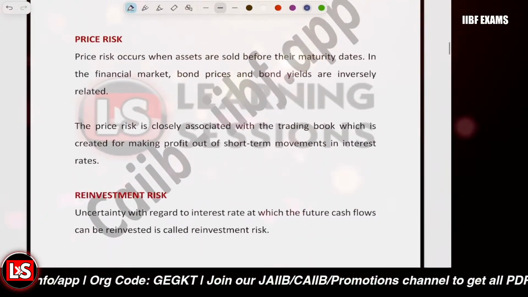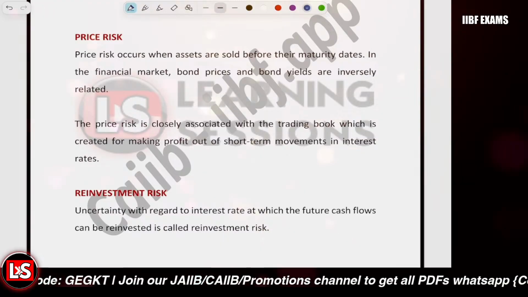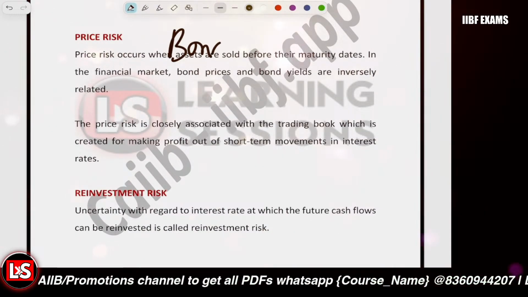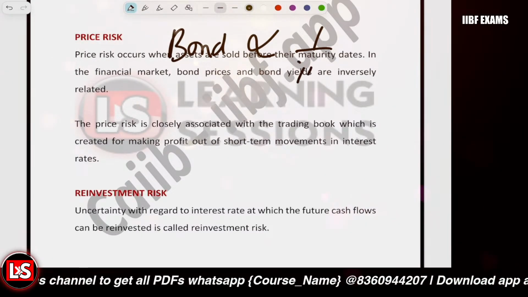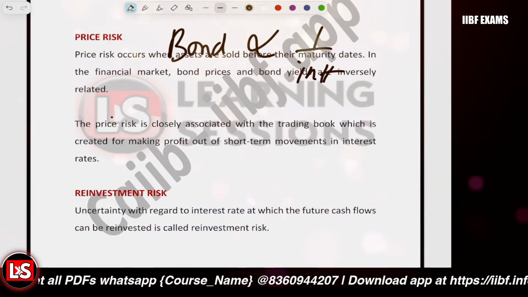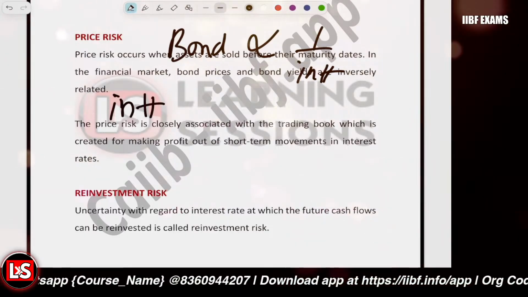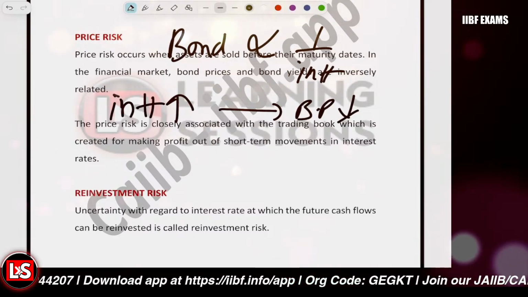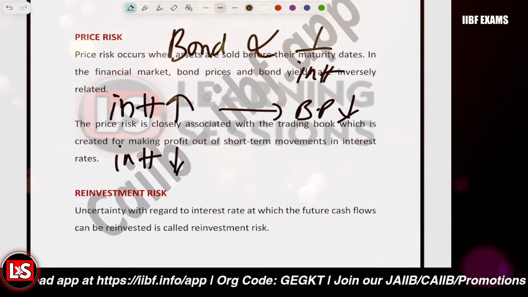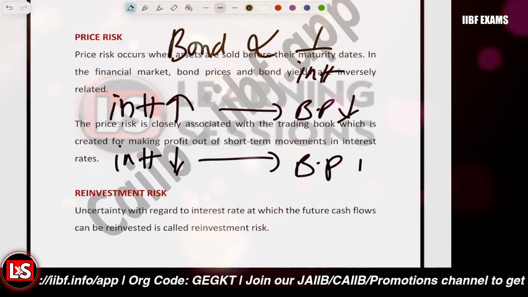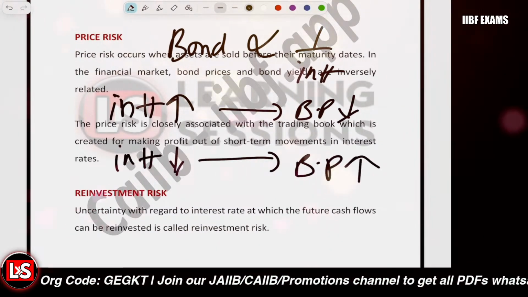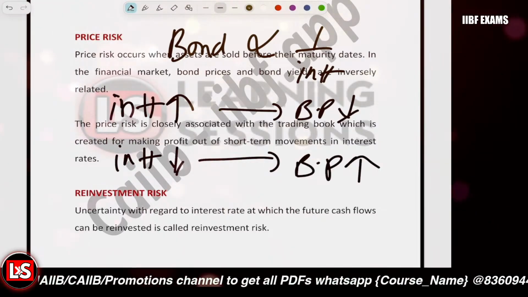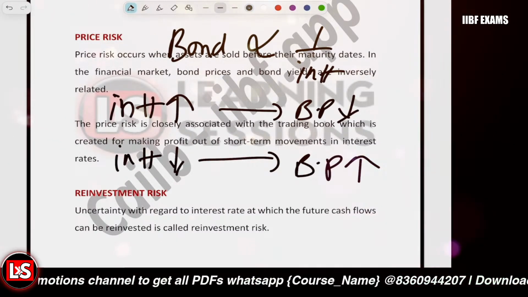Further after that, it's related to price risk. Price risk is like we should be knowing one thing, that the bond prices are inversely proportional to the interest rate. So if the interest rate increases, the bond prices will go down. And if the interest rate decreases, the bond prices will go up. So there is an inverse relationship related to it.